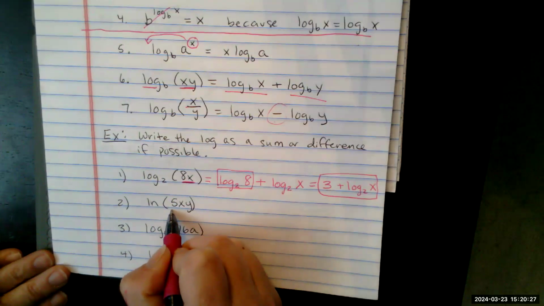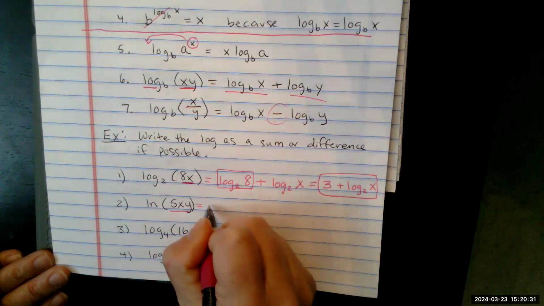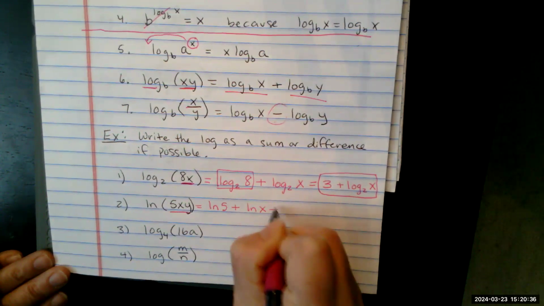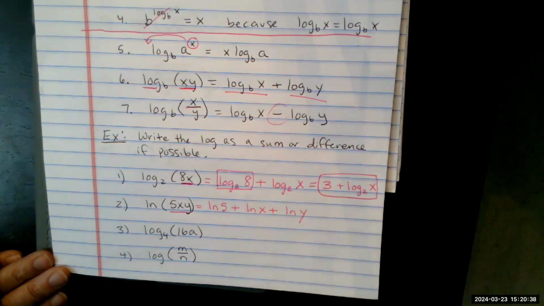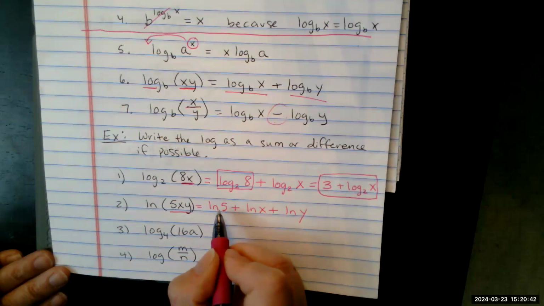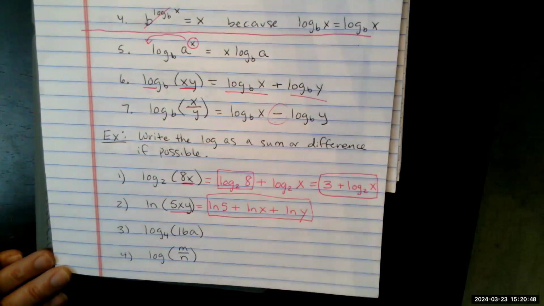So make sure you get that this one has 3 different things being multiplied. So I'm going to rewrite it ln 5 plus ln x plus ln y. This, if I wanted to reduce it, I'd think e to what power gives me 5. That's not going to work out nicely. So we're just going to leave these as they are.